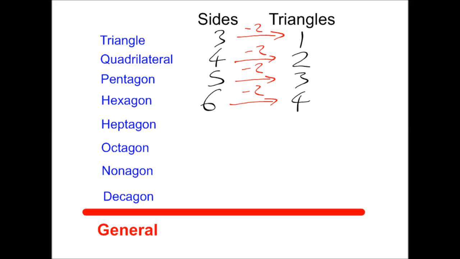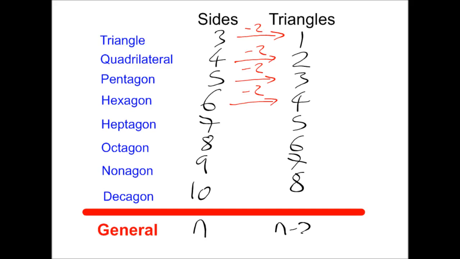So we can use that to fill in the rest of the table. The heptagon is going to have 5 triangles, octagon 6, nonagon 7, and decagon 8. Now this leads us to our general rule. In general, if we have a polygon with n sides, what we have in terms of triangles is n take away 2.